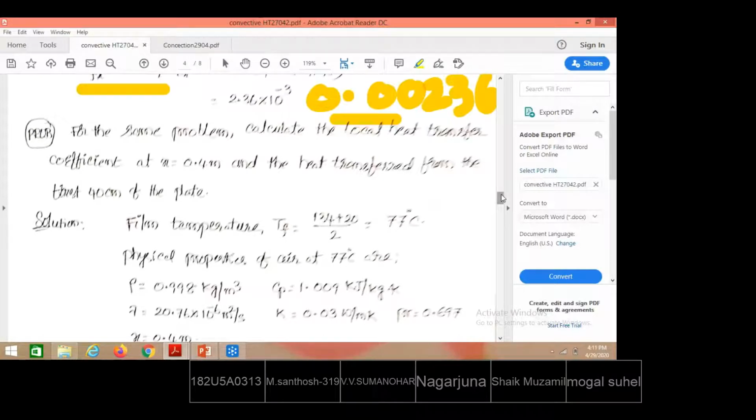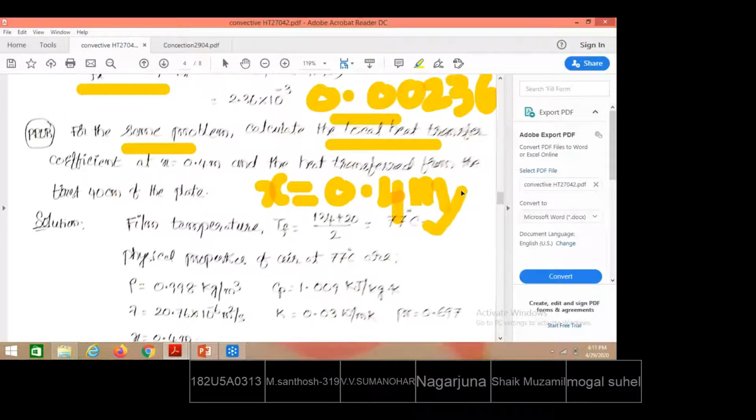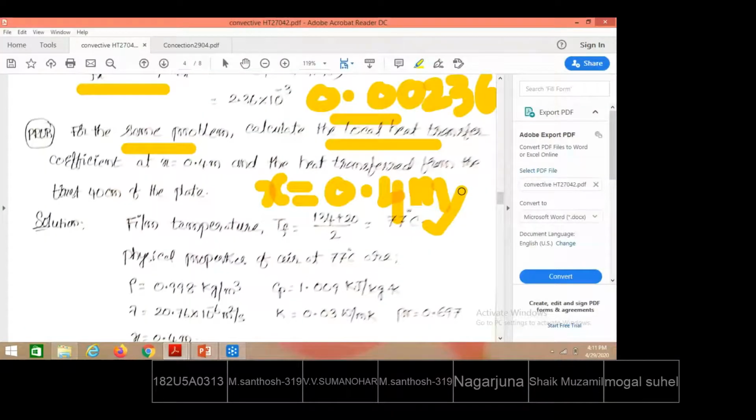Continuation of the problem: for the same problem they are asking to calculate the local heat transfer coefficient. Local heat transfer coefficient means, even though the total length is 2 meters, at a distance of x equal to 0.4 meters they are asking what the heat transfer coefficient is. That is what is known as the local heat transfer coefficient.